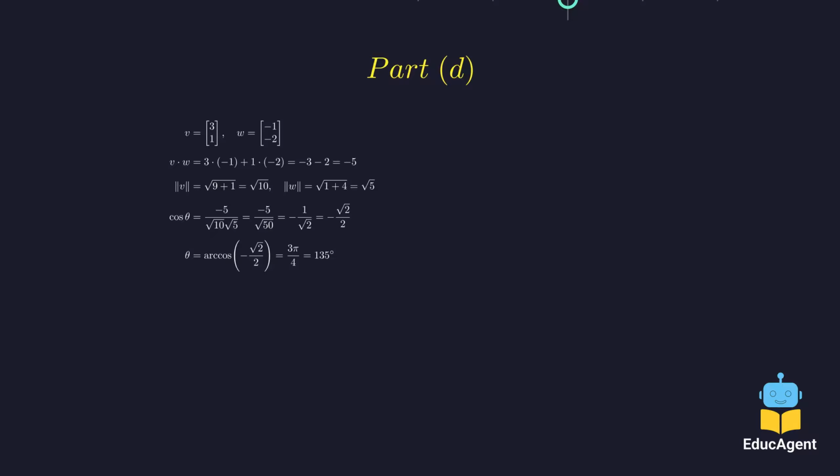Part D. An obtuse angle case. A negative dot product yields a negative cosine. After simplifying, we get minus root 2 over 2, giving an angle of 135 degrees. Because the dot product is negative, the cosine is negative, and the angle between the vectors is obtuse, 135 degrees.